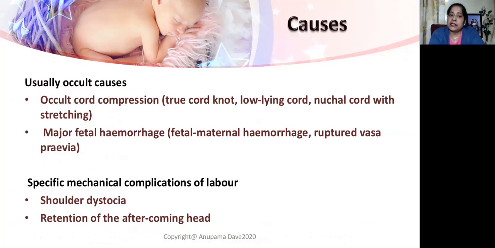Some occult causes like cord compression, so disrupted blood supply because of a true cord knot, a low lying cord, a nuchal cord with stretching. Major fetal hemorrhage is also an occult cause, fetomaternal hemorrhage or a ruptured vasa previa. Some complications of labor like shoulder dystocia and retention of after coming head. So these are the causes which are responsible for fetal hypoxia.